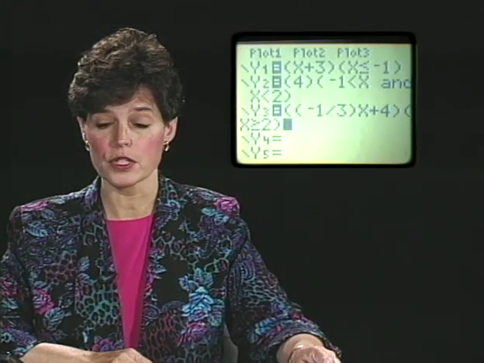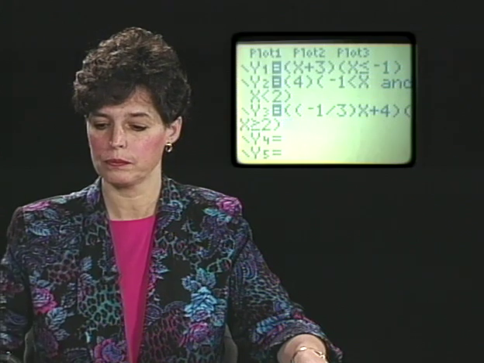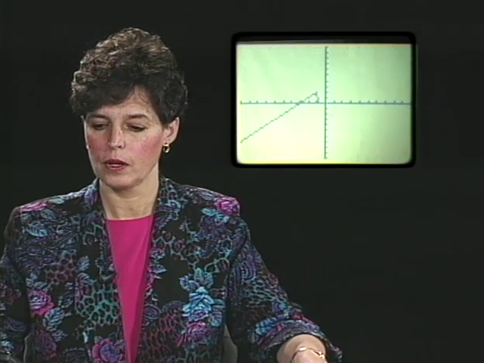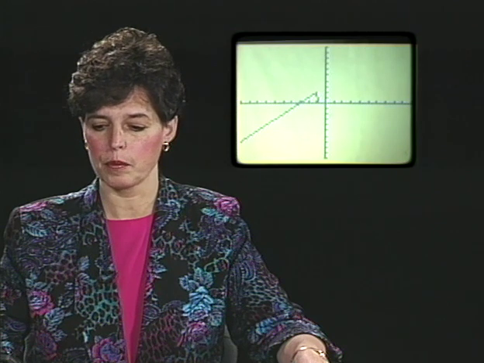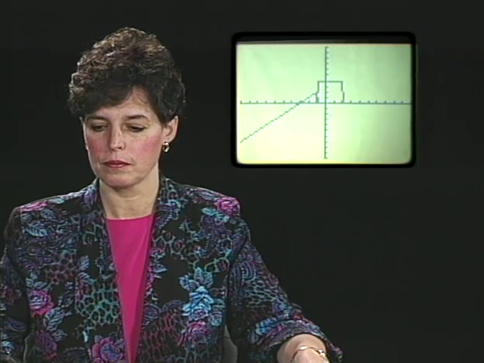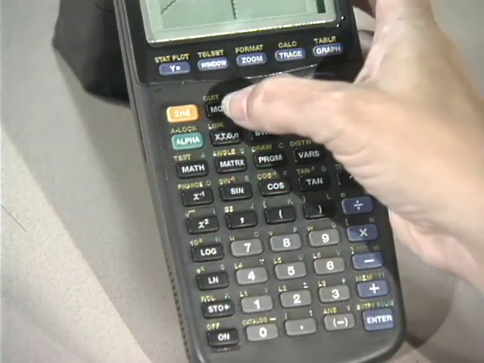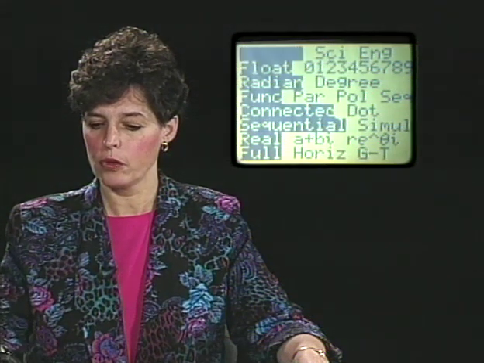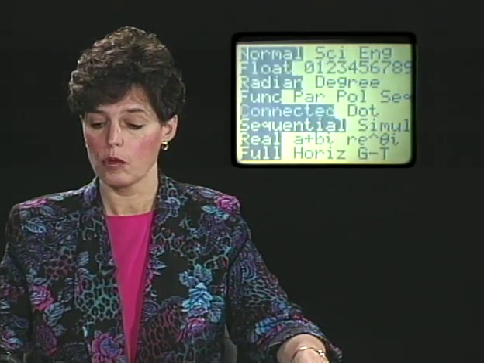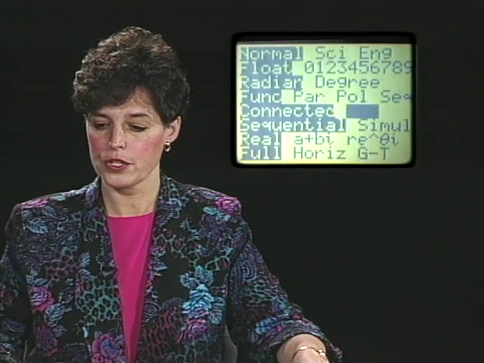When you do have your functions entered as mine, then we're going to go and see what happens when we graph this function. It's actually one function at this time, not 3. Okay, we see the pieces, but at this time these pieces are connected to each other and we don't want that to happen. So let's go into mode, which is located right next to the second key, and we're going to go down to where it says connected, move over to dot, and press enter.